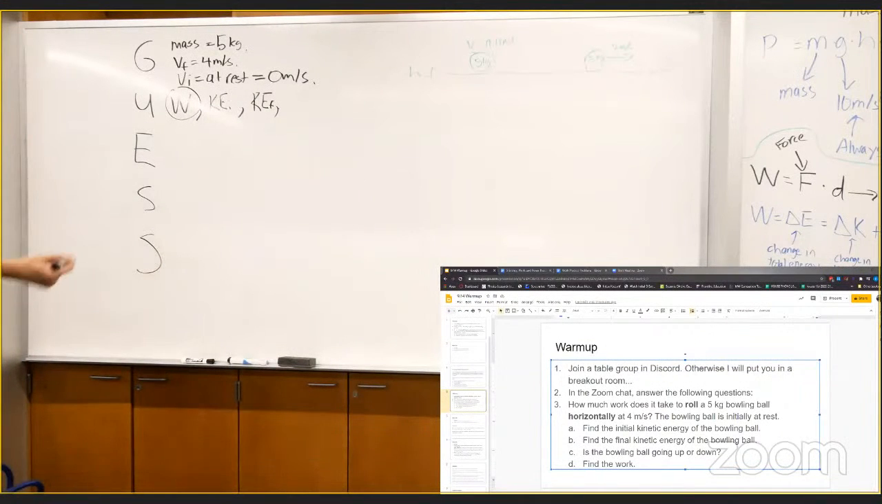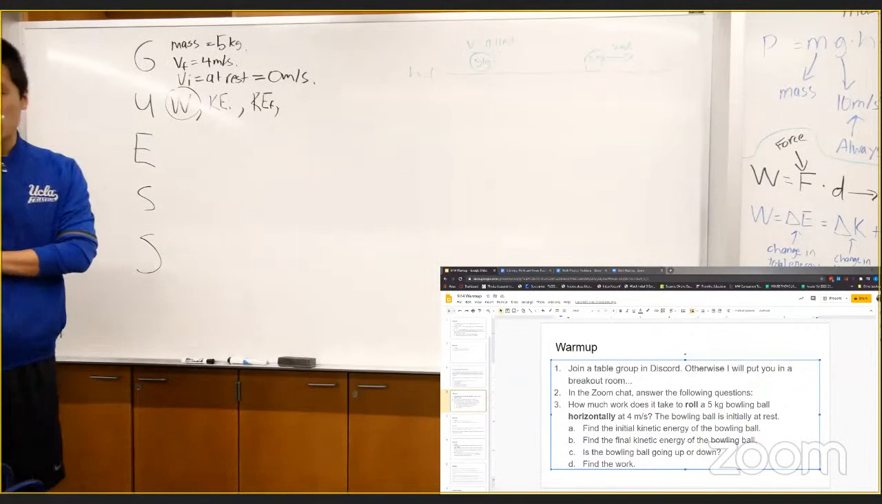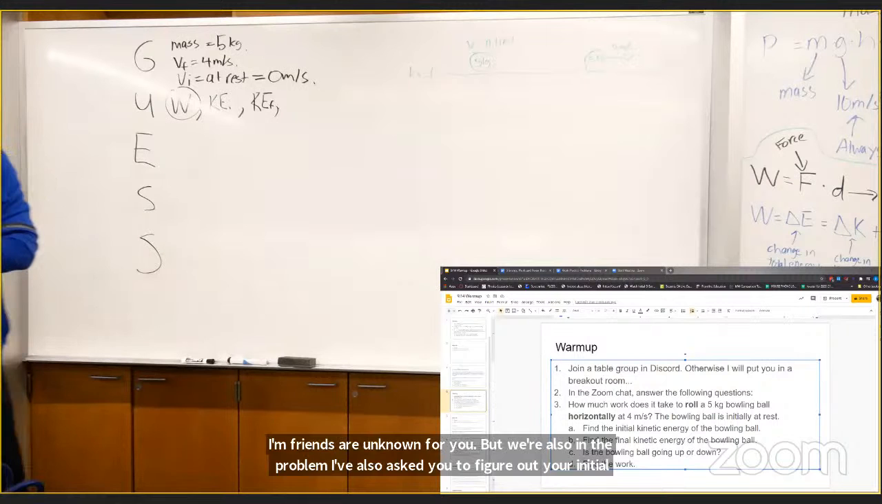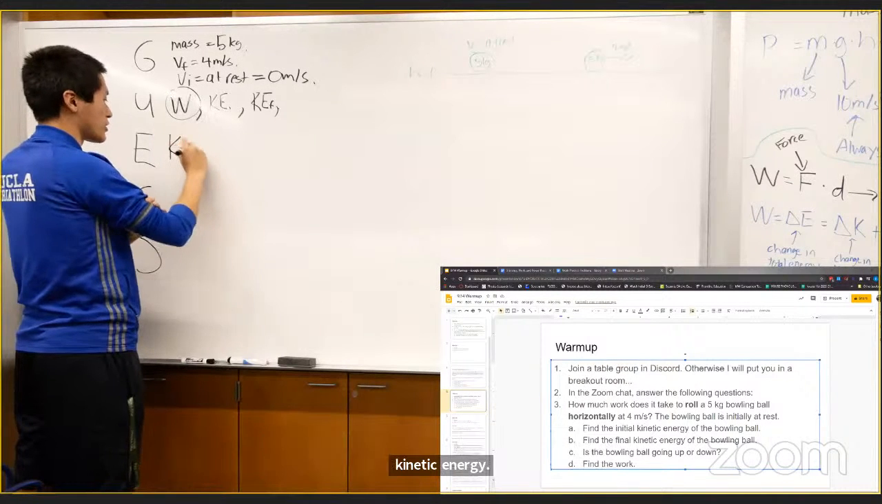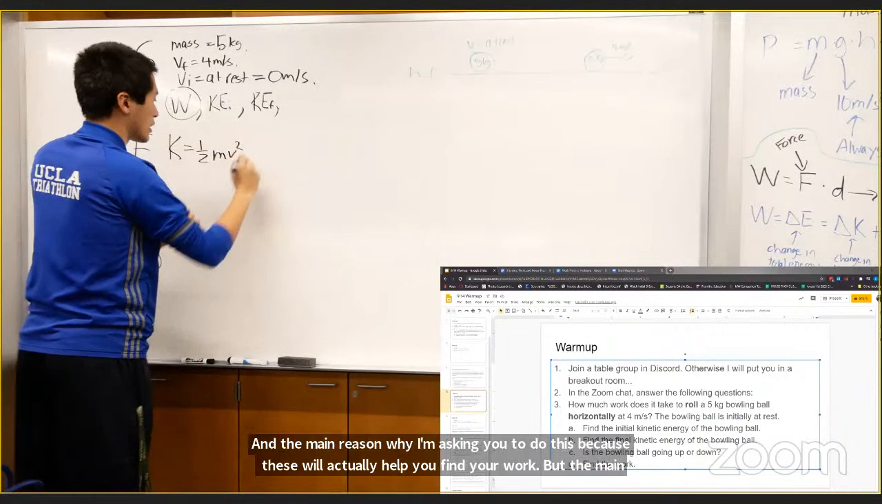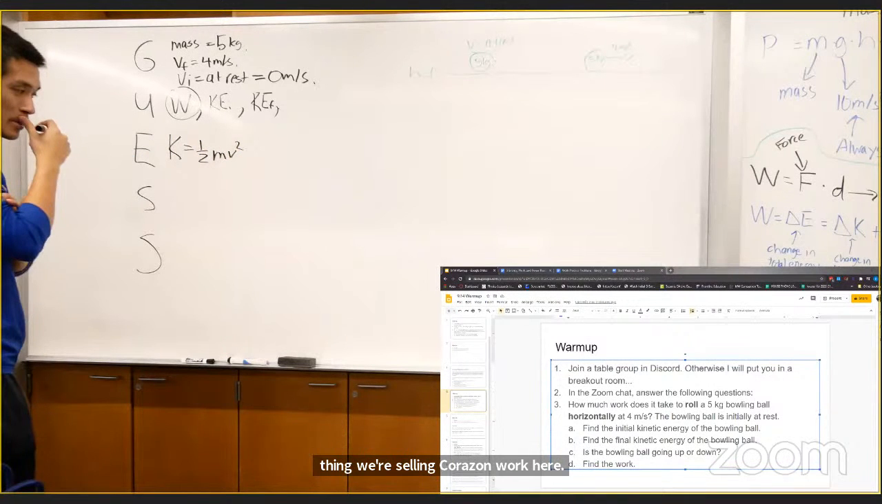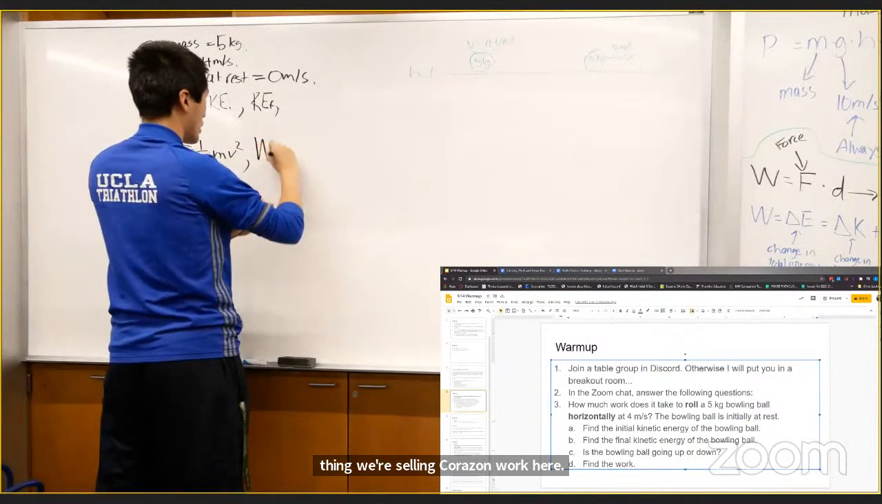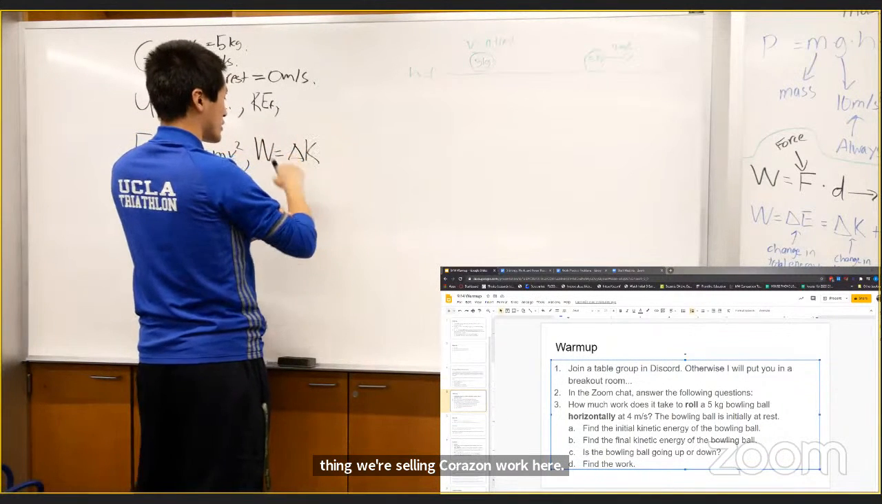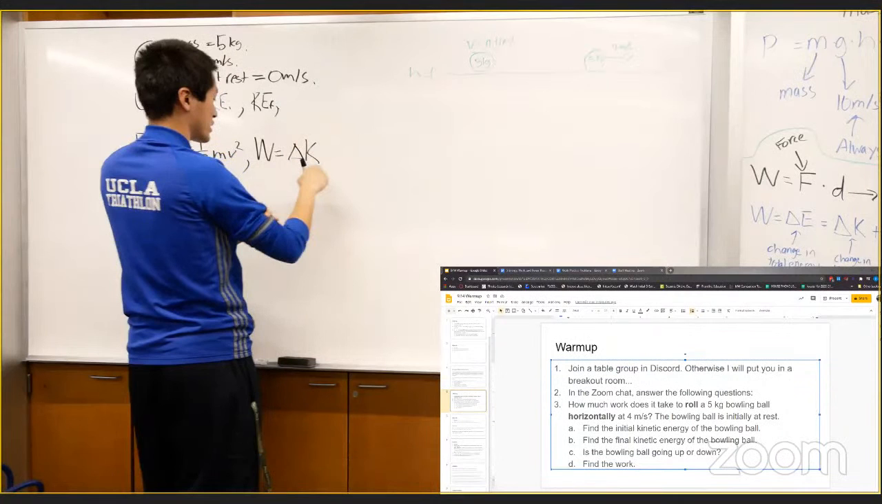Okay, so in terms of finding the kinetic energy, we're going to use the formula here. Kinetic energy is equal to 1/2 mv squared. That's a very good one to use. And then I'm also going to use the formula for work, which is that the work is equal to the change in the kinetic energy. Remember, this delta K means change in kinetic energy plus the change in potential energy.